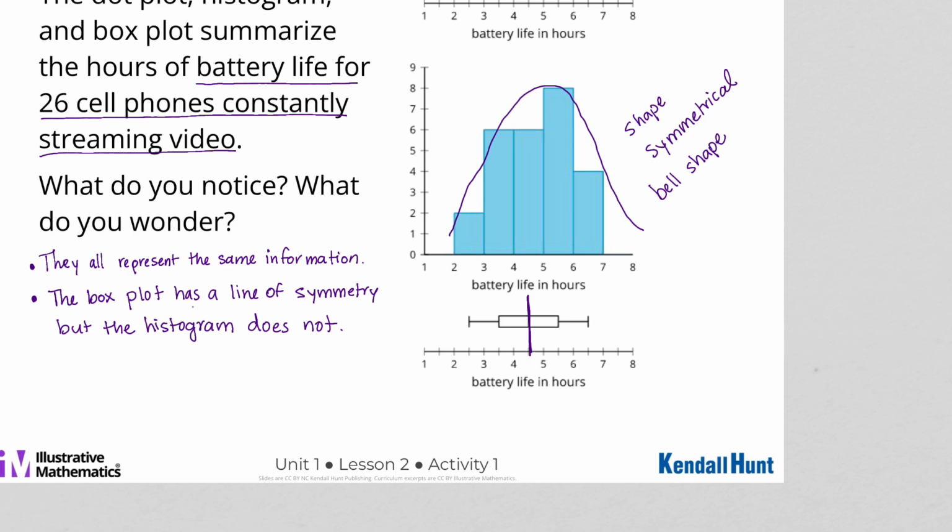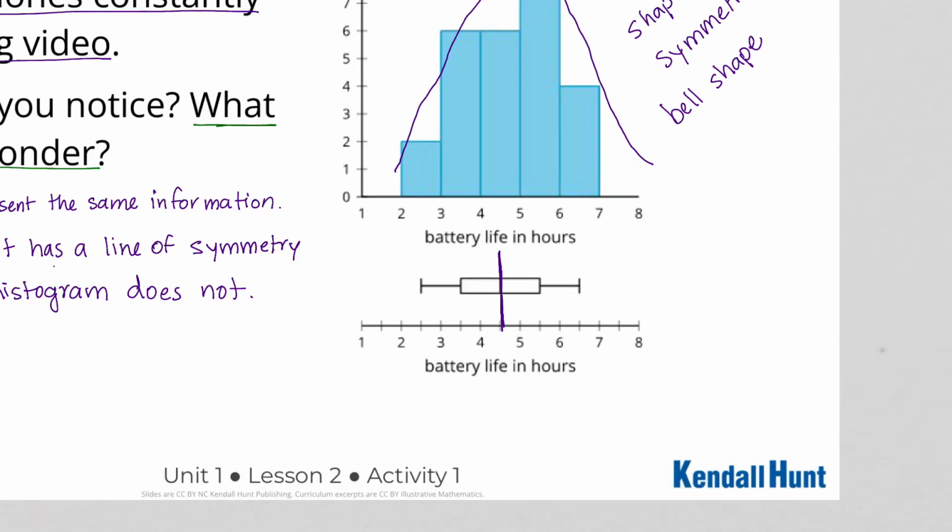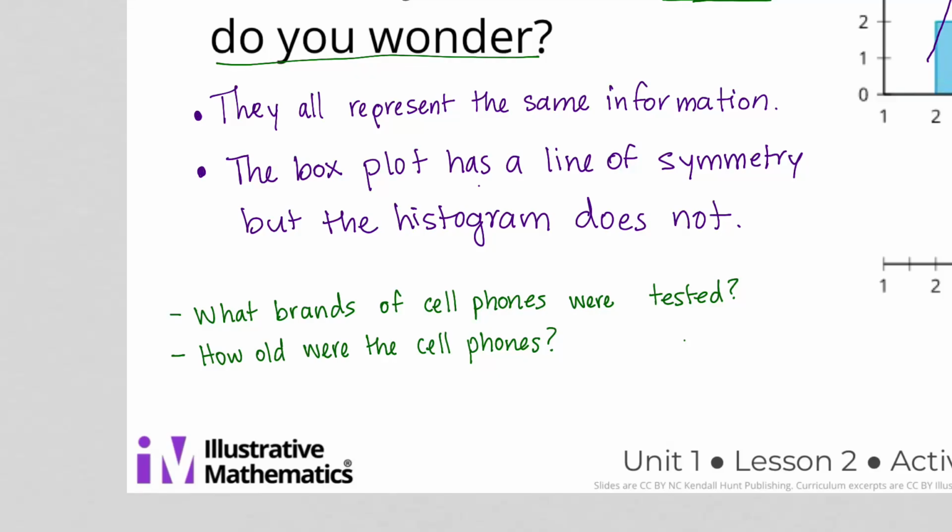Okay, now let's focus on some of the things that you might be wondering. Maybe one of your questions can be, why are the intervals in the histogram 1 instead of 2? One of the things that you might be wondering is what brands of cell phones were tested and how old were the cell phones.